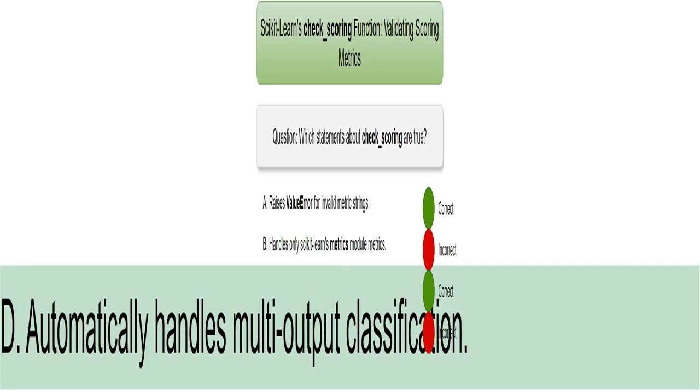Incorrect. For problems with multiple outputs, check_scoring doesn't automatically handle things. You'll need to explicitly tell it how to deal with multiple outputs by specifying the right multi-output scoring strategy. It needs specific instructions, like a chef requiring a detailed recipe.